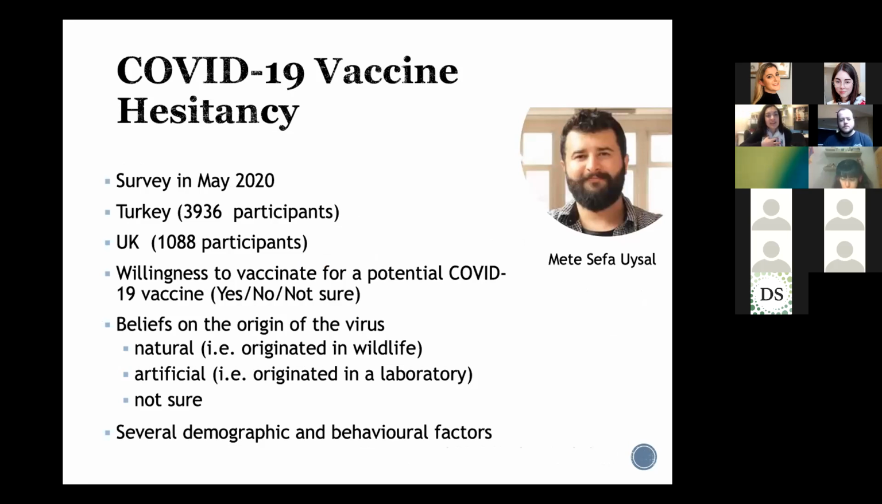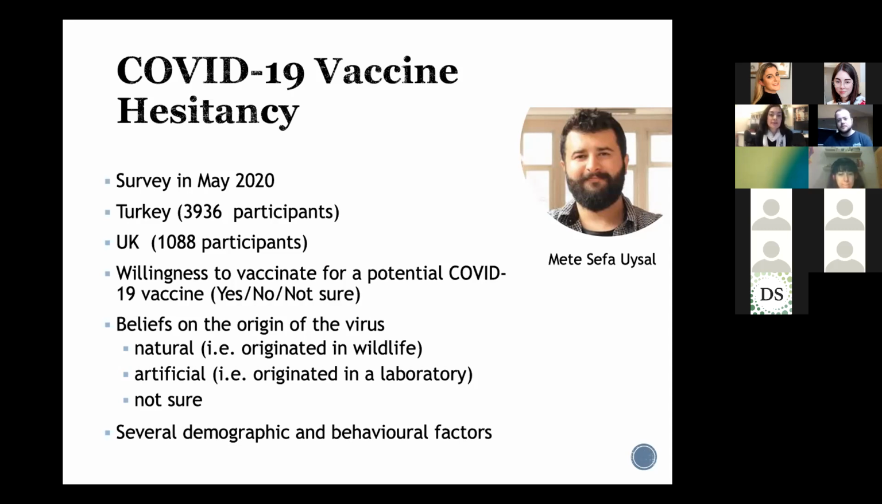I'm from Turkey, and at the beginning of this pandemic, I was in Turkey, and there were so many rumors about the origin of the novel coronavirus. I wanted to do a study on behavioral responses to the pandemic, comparing Turkey and the UK. Then I collaborated with a social psychologist, Mete Sefa Üsal from 9 Eylül University.